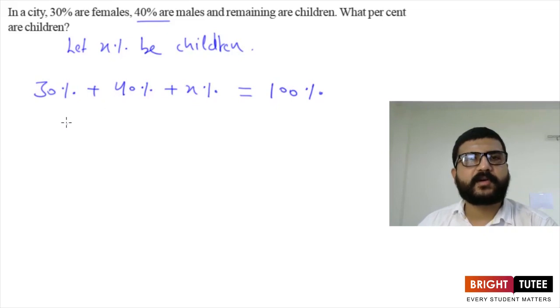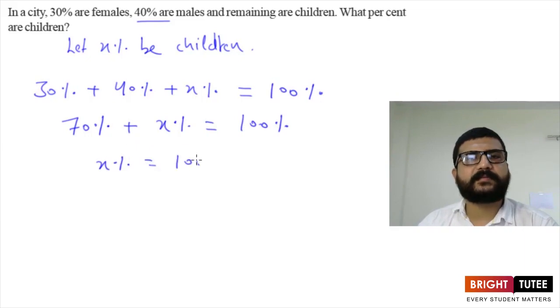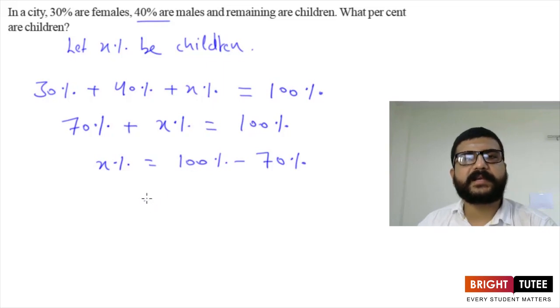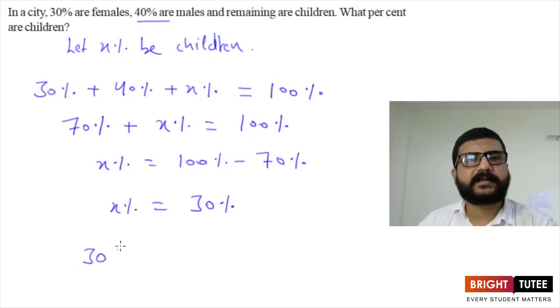So 30% plus 40%, this will be 70% plus X percent is equal to 100%. Now from here we can get X percent is equal to 100% minus 70%. Now what is 100 minus 70? It is 30. So it means X percent is equal to 30%. So the value of X we are getting from here is 30. So therefore we can say that 30% are children.